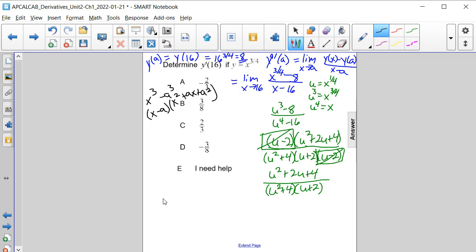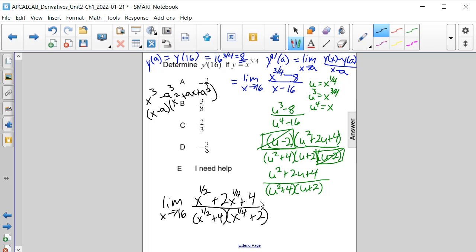So we're going to rewrite it again with the limit as x approaches 16, and we're going to put it back in terms of x. Well, if u is x to the 1/4, then u squared will be x to the 1/2, plus 2 times x to the 1/4, plus 4. And then the denominator, we are going to have u squared, which is going to be x to the 2/4 or 1/2 power, plus 4. And then we're going to have x to the 1/4 plus 2.